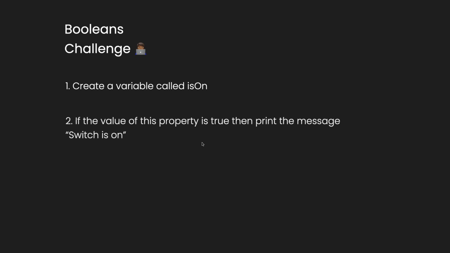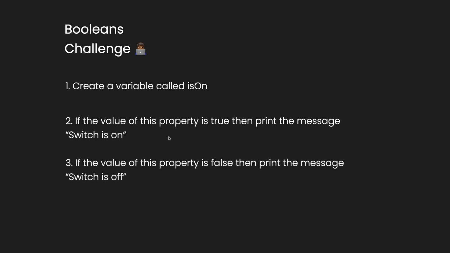So let's discuss today's Booleans challenge. In today's challenge, first of all, create a variable called isOn. And obviously, I'm guessing you know what type that variable needs to be. Then if the value of the property isOn is equal to true, I want you guys to print out the message switch is on. Alternatively, if the value of this property is false, then I want you to print the message the switch is off.